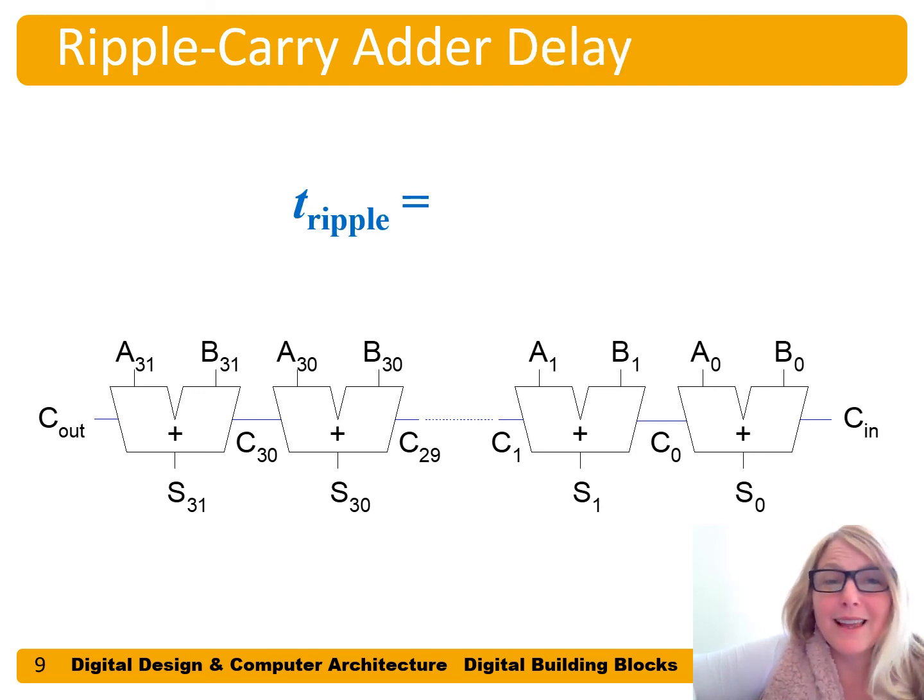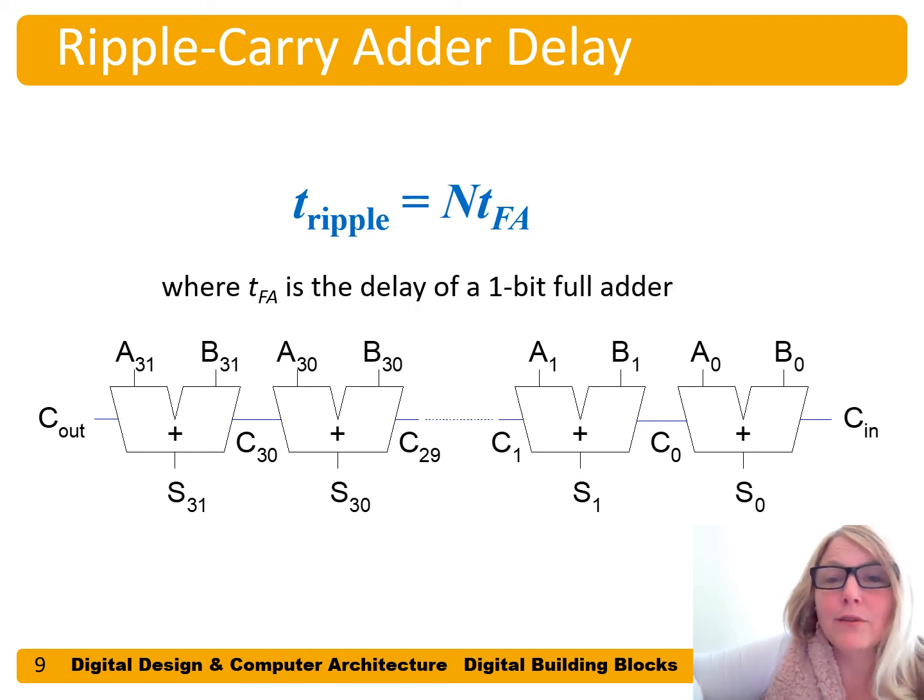So again, the delay of our ripple carry adder is n times the full adder delay, where T_FA is the delay of a 1-bit full adder.